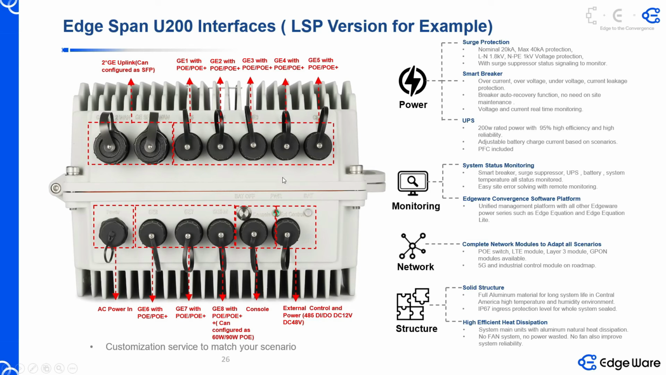And as always, every device in our power solution has very complete monitoring functions. So you will know the smart breaker, surge suppressor, UPS battery, and system temperature. All these things will be monitored. The structure can be changed and customized as always. Okay, so this is the interface configuration of the U200. As I said many times, customized service is available. We are open to designing something that matches your scenario. Okay.